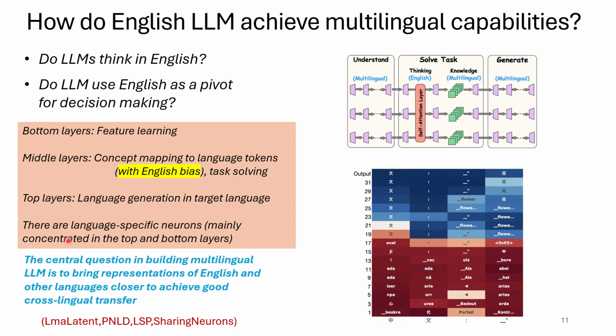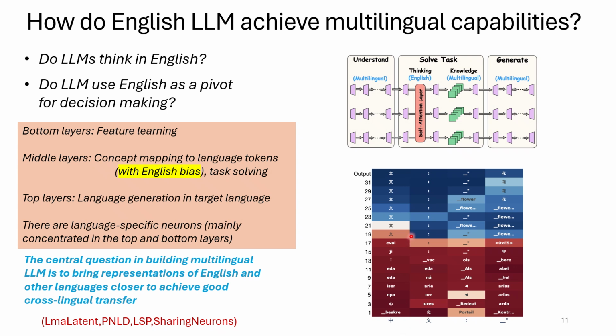So the central question when building multilingual LLMs is how do you bring the representations of other languages closer to English, and the better you can do that, the better you can do cross-lingual transfer.